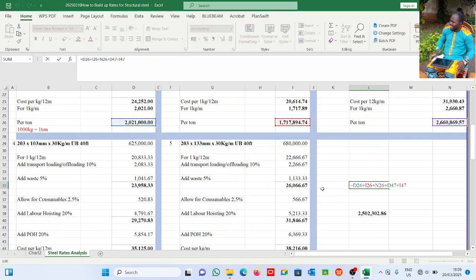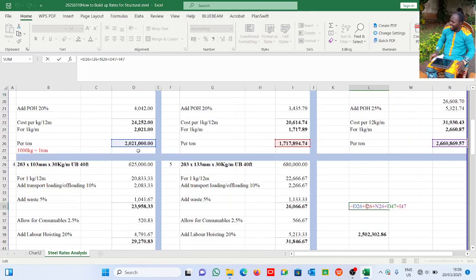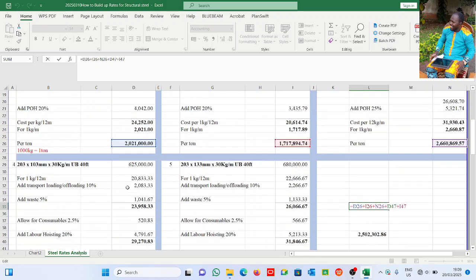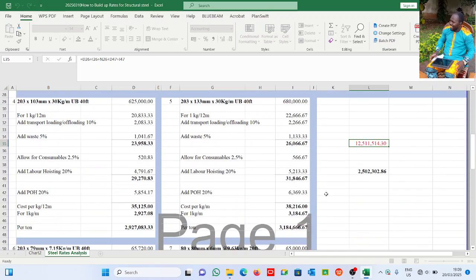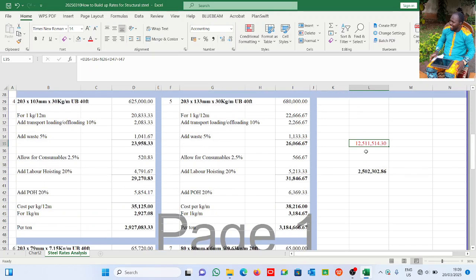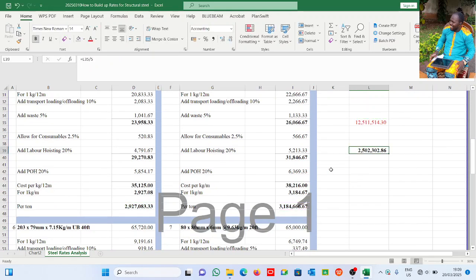Now this is what I have. This is 203 by 133. It is 2 million per ton. This is 1.7 million. It is 2.6 million, right? Now this is 2.9 million. This is 3.8 million, right? This is a 30 kg, 30 kg, 30 kg, right? This is 7.15 kg, very low compared to what we have above. Now if I take the average of this, having summed them, 1, 2, 3, 4, 5, and divided by 5, now you see 2.5023028 million. That is the rate of steel per ton.